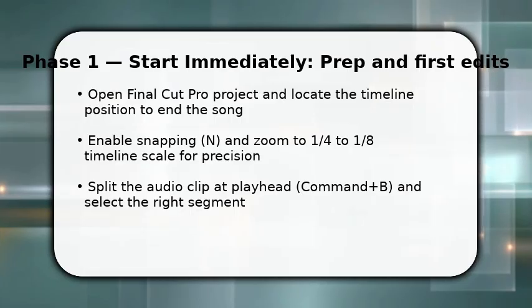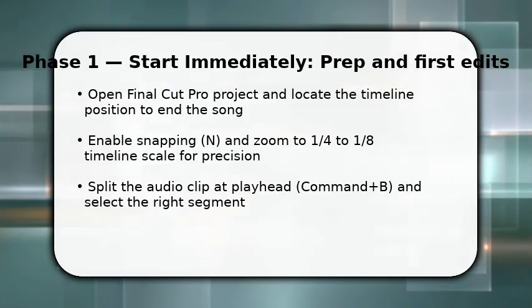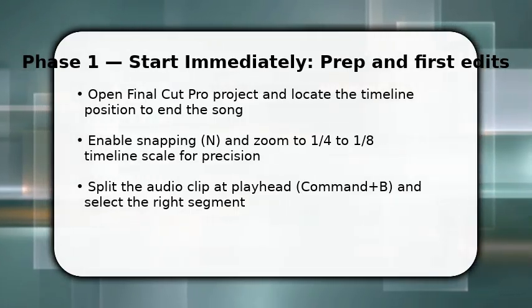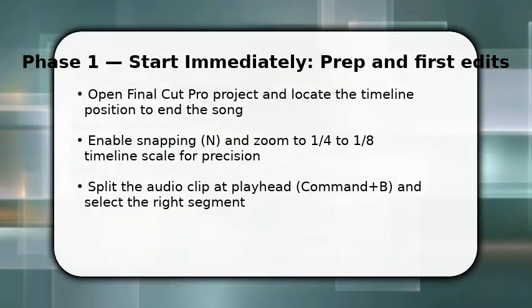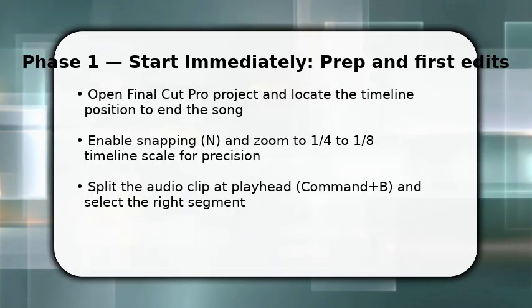You have the project open. Place the playhead where you want the song to stop. Enable snapping and zoom in so your click lands exactly. Next, select the audio clip and press Command+B to blade at the playhead.